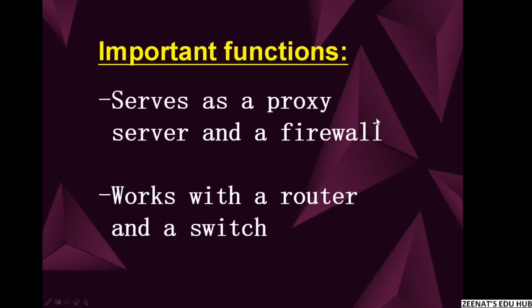In an organization, a gateway serves as a proxy server and a firewall, where the node that acts as a server is actually not a server, but simply acts or serves as a server. And firewall helps to prevent unauthorized access to a network. So, a gateway works in association with both a router and a switch.